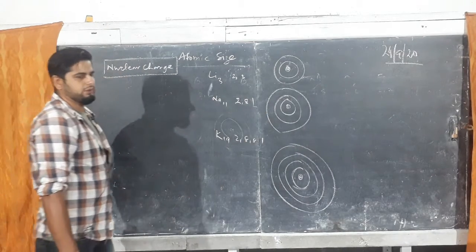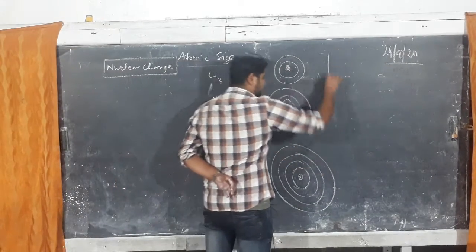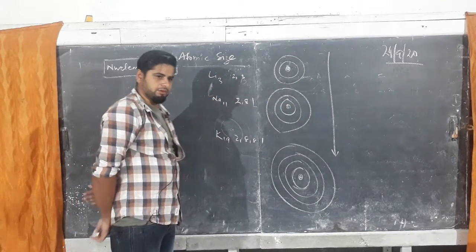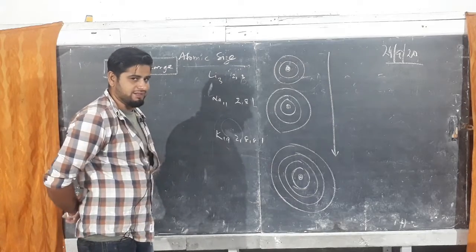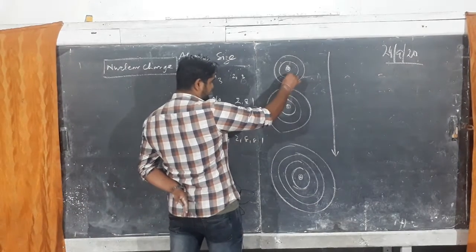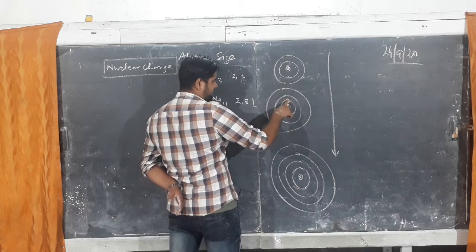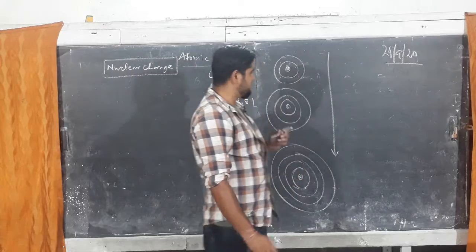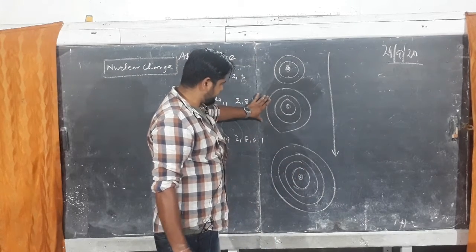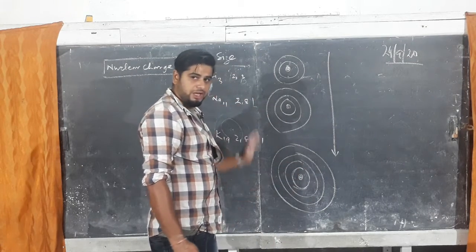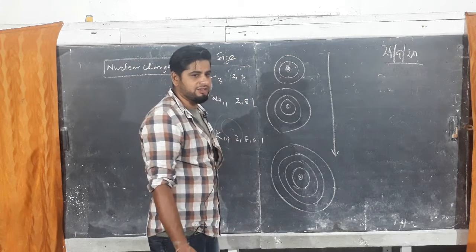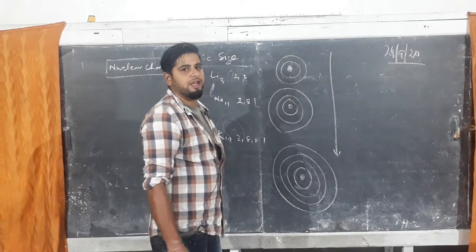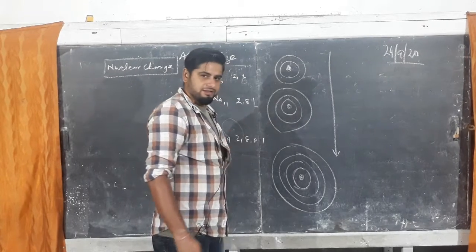As you can see from the diagram, if we move down a group, size is increasing. Yes or no? Why is there an increase in the size? Because here we have 2 shells, here 3 shells, here 4 shells. So successively 1 shell is added. So as we move down a group, size increases because there is an increase in the number of shells. Got it or not?